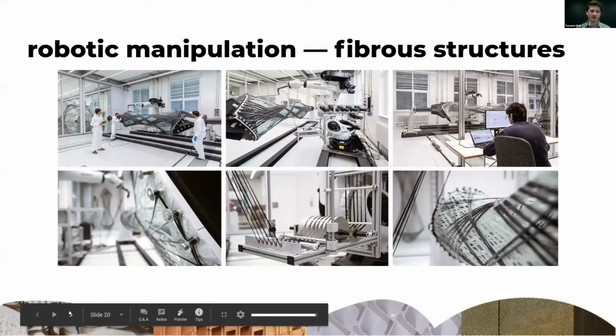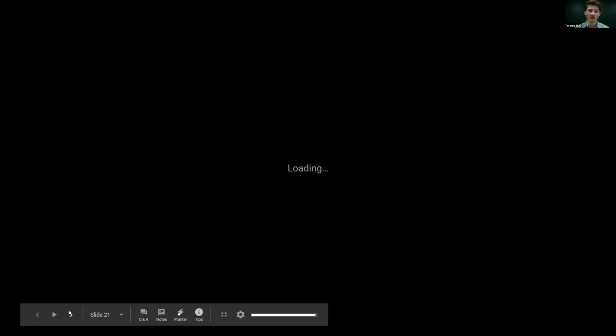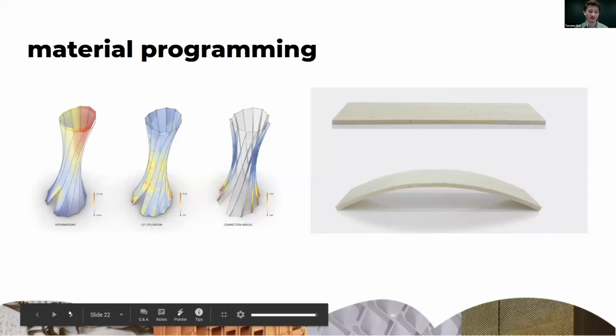Another category is robotic manipulation, and that includes other digital manufacturing operations such as forming, bending, folding, stacking, weaving, and stitching. Here's an example of robotic coreless filament winding. An interesting example of robotic manipulation is the robotic autonomous assembly, where various types of robots assemble architecture autonomously.